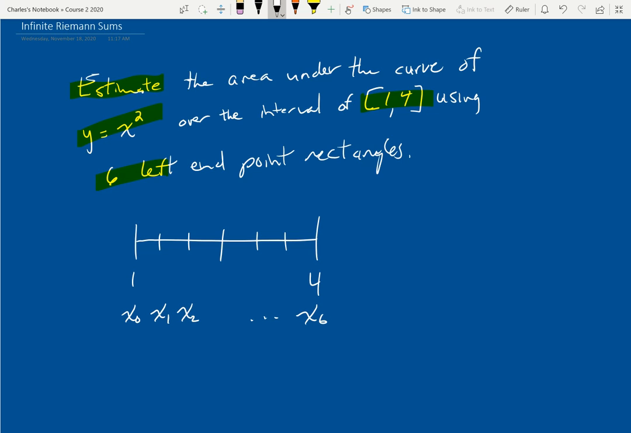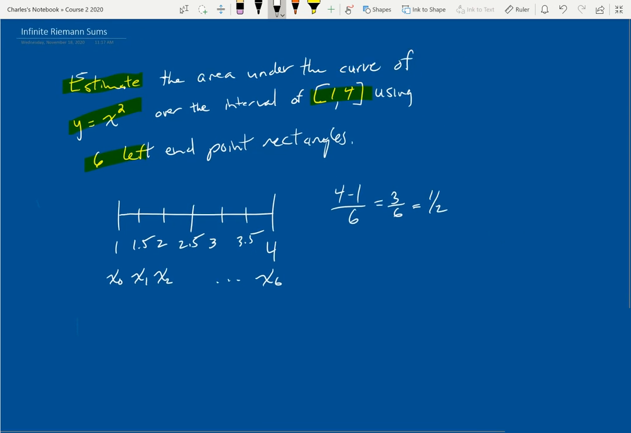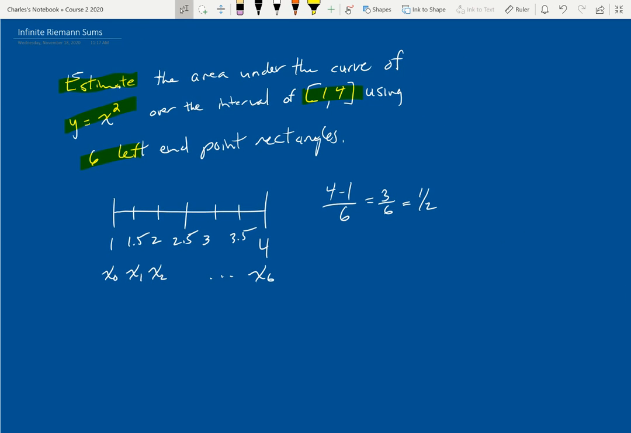And then in your head or on your paper, you want to think of what the width of those rectangles is. And what you want to do is think of the total distance, which is 4 minus 1, and divide that by 6. So that's 3 divided by 6, which is equal to 1/2, which means I'm going to be looking at rectangles that are spaced out by a half. And still, I haven't even looked at the function.